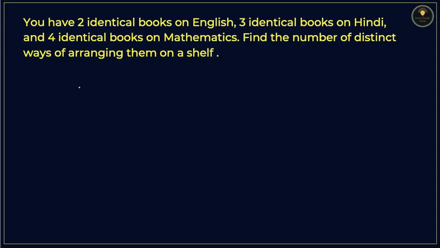In this problem, there are two identical English books, three identical Hindi books, and four identical maths books that is given. And we have to find the number of distinct ways of arranging them on a shelf. So, whenever you are getting such kind of questions, you have to see the total number of books that is given. That is equal to 2 plus 3 plus 4, which is equal to 9 books.